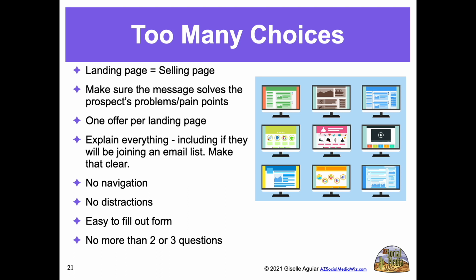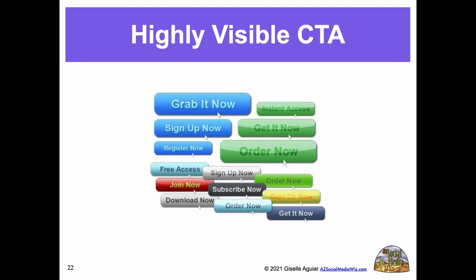2 or 3 questions. You can do other surveys later on, whatever. But just when you want to get their name and email address, just ask them 2 or 3 questions. That's it. Okay, and then make sure it works. Test, and test it again. Okay. And then a highly visible call to action.